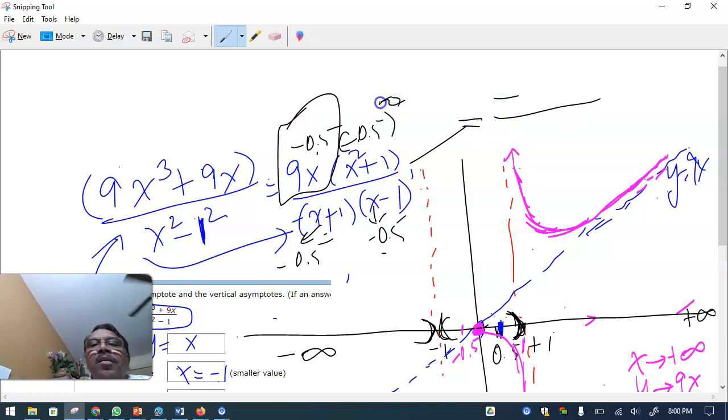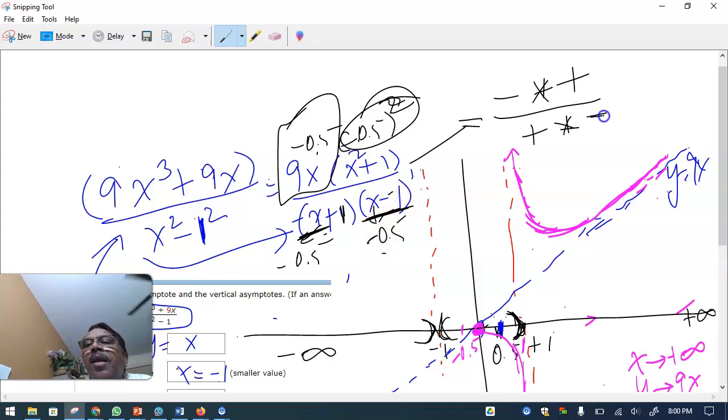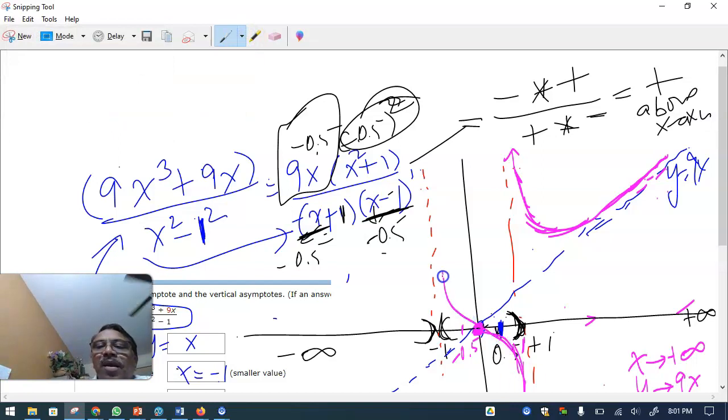And because there's a square there, this whole thing will be positive. So times positive. Now here it is negative 0.5 and positive 1 will be positive. And in here, both are negative, so they become negative. Negative times negative is positive. So above the x-axis, it means the graph goes this way and goes up like this.